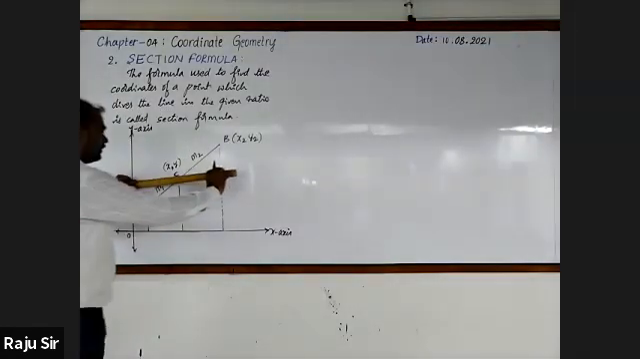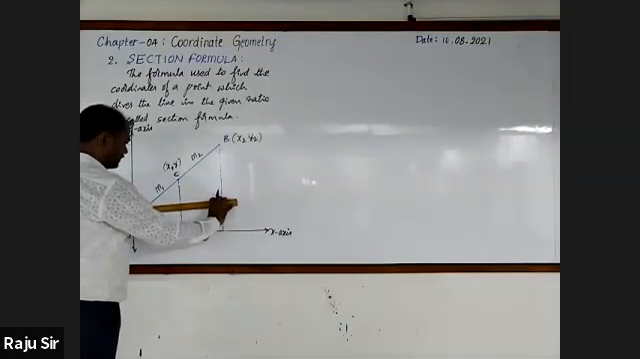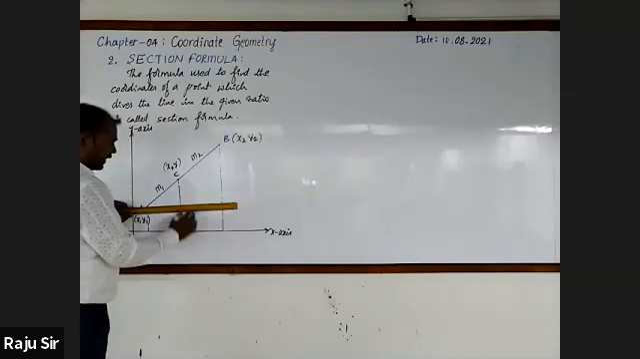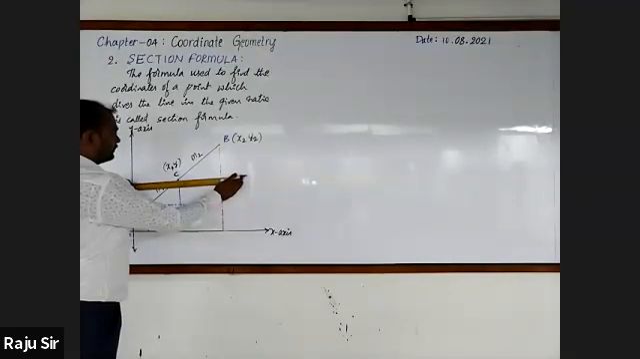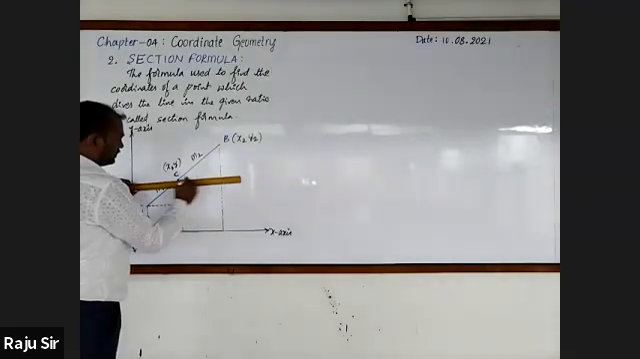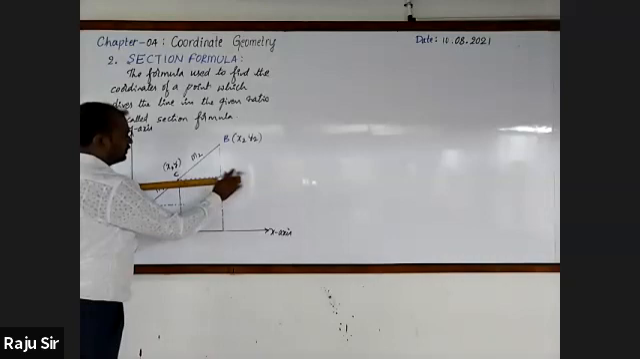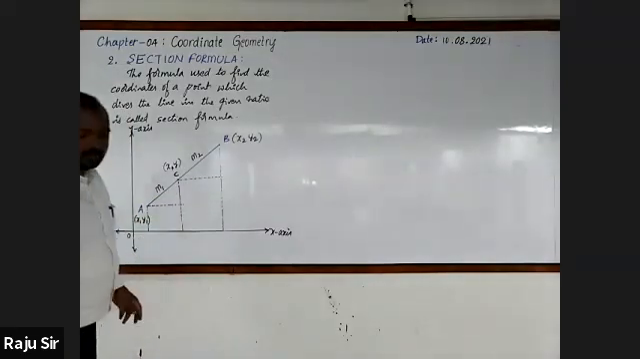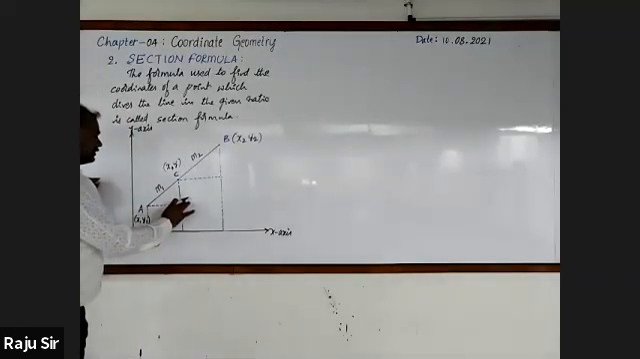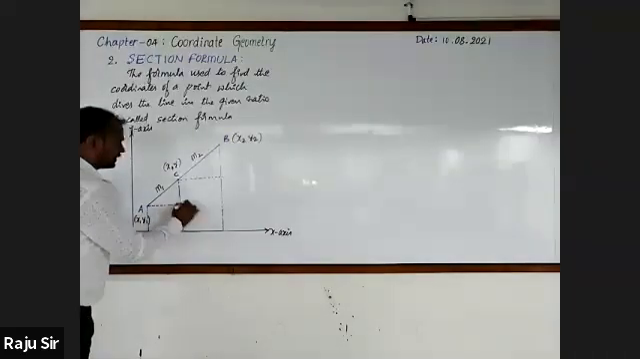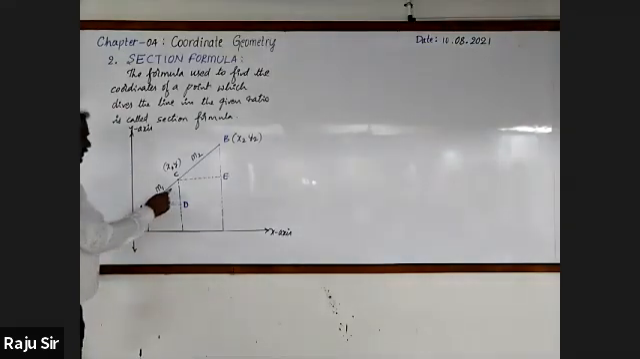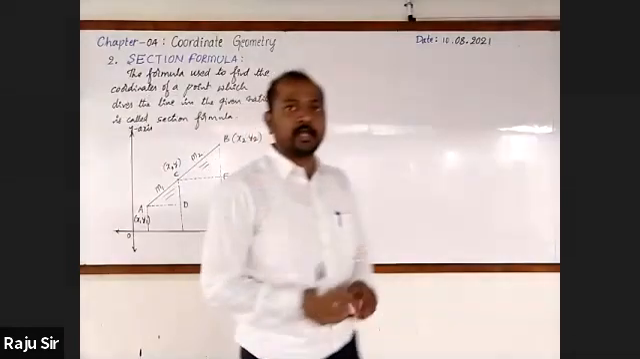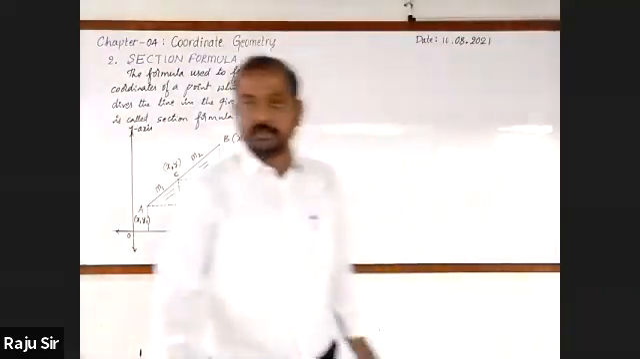Then from A, let me draw a line parallel to x-axis. Similarly, from C, let us draw a line parallel to x-axis. You'll get 2 more points. I call this point D, this E. Observe, what do you say about these two? Triangles. Right angle triangles.